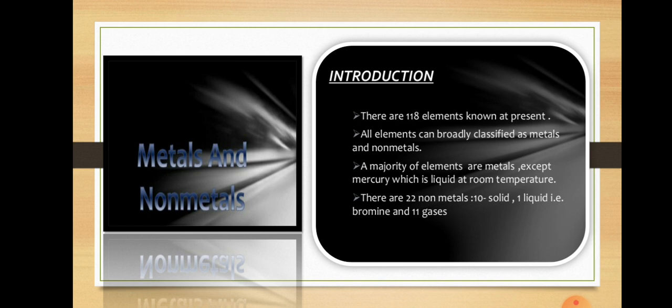Introduction. There are 118 elements known at present. All elements can be broadly classified as metals and non-metals. A majority of elements are metals, except mercury, which is liquid at room temperature. And interesting information: there are 22 non-metals, that is 10 solid, 1 liquid, that is bromine, and 11 gases. Remember, students, the 1 liquid, that is bromine, is a non-metal. Bromine is a non-metal.